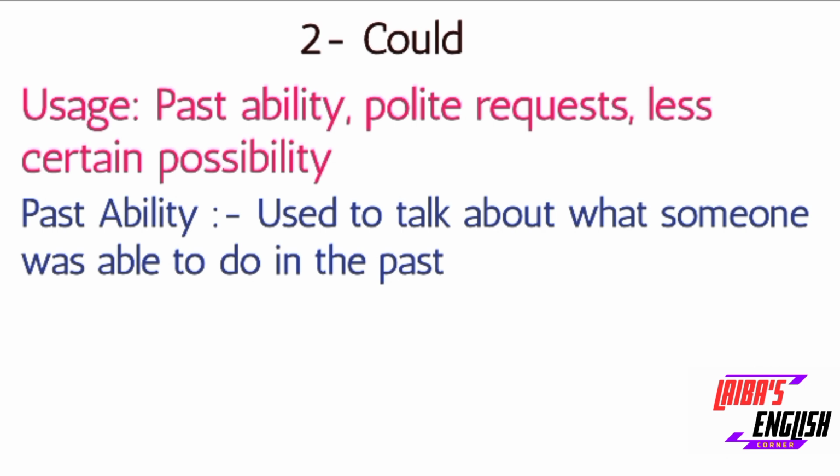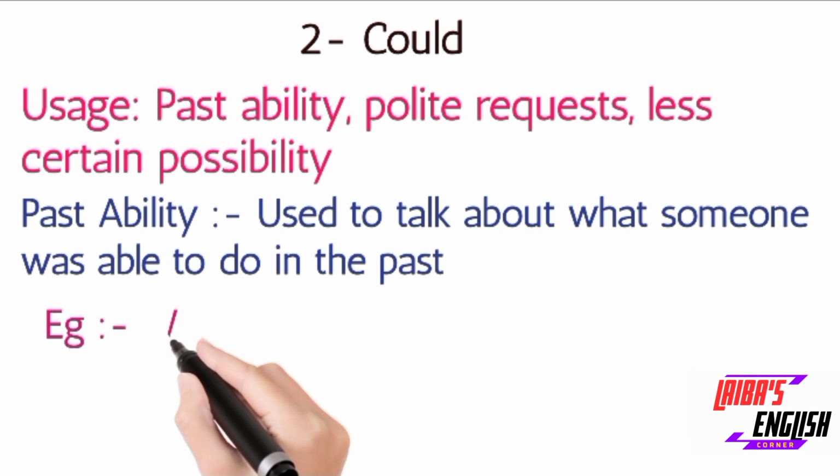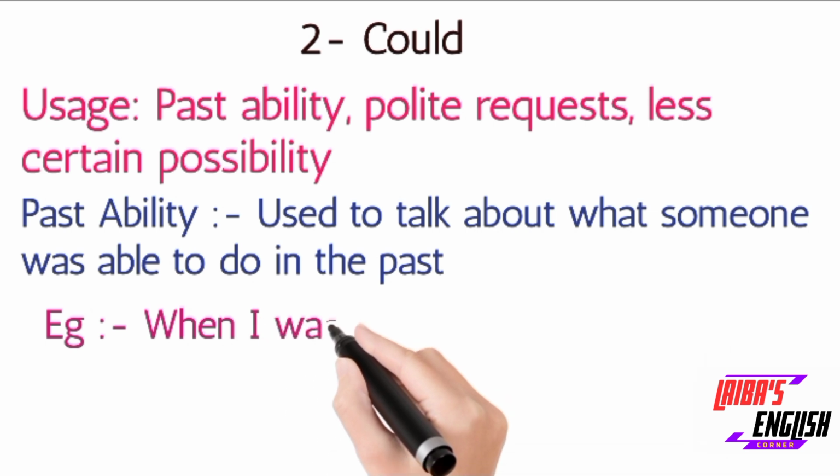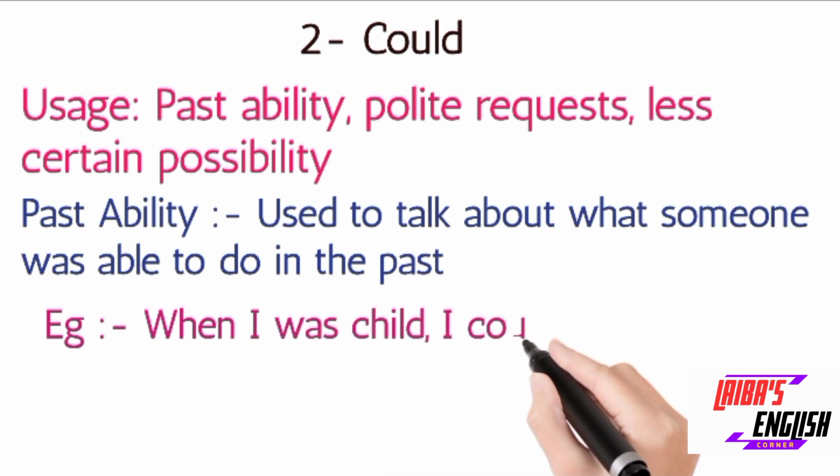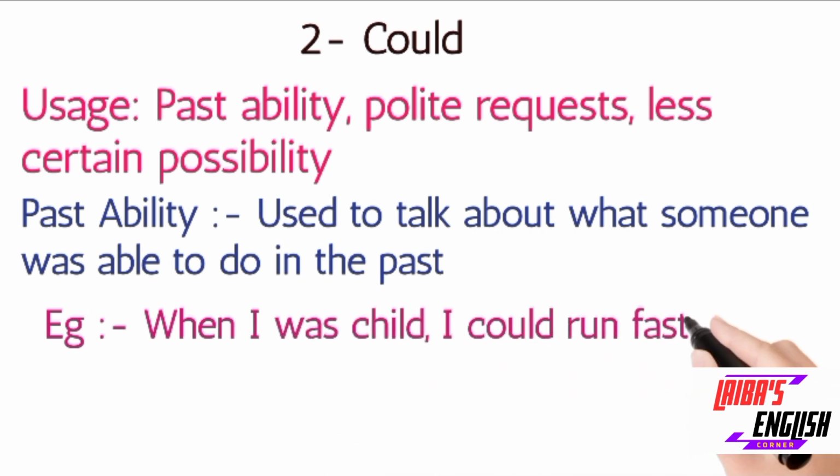First of all, we will see the past ability. Used to talk about what someone was able to do in the past. We are talking about an ability that we had in the past but now don't have. For example, when I was a child, I could run fast. It is showing my ability that when I was a child, I could run fast, but now I can't run as fast as I was running before. So here could is showing the past ability.